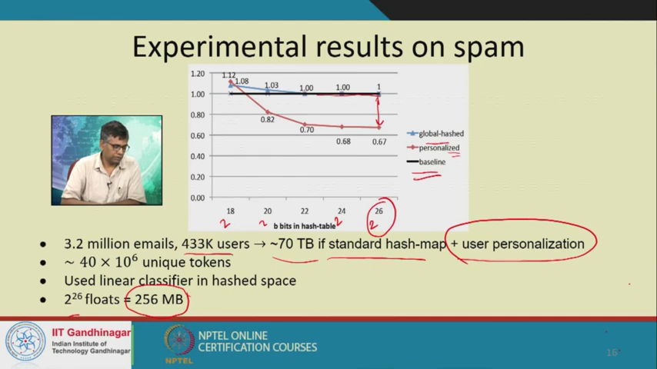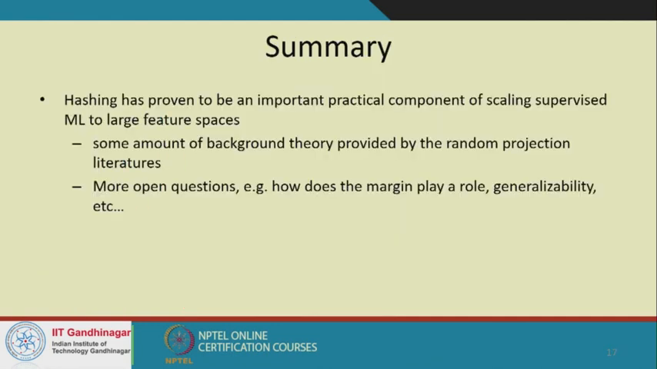So this is actually something that's very practical. Just to summarize, hashing has proven to be an important practical component in order to scale supervised machine learning to large feature spaces. Some amount of background theory for this is provided by the random projection literature, which gives us the intuition that what we're really doing is preserving the pairwise geometrical structure of the original space, and therefore it's useful in the supervised setting because the classes remain separable if they were originally separable.